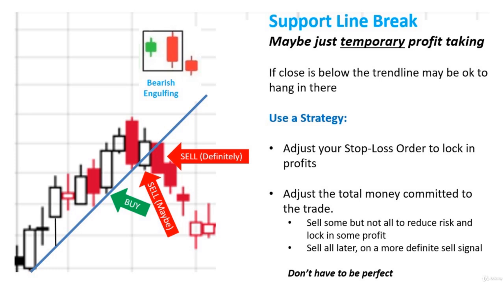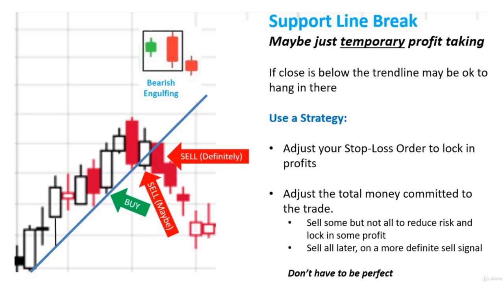The other thing you can do, like in this example, is adjust the total amount of money committed to the trade. So let's say we bought in here at a certain amount, and we say, okay, we're seeing some bearish signs, we're seeing support line breaks. Instead of selling everything, maybe we sell some, but not all of it, to reduce the risk and lock in some profit. And then we can sell all of it later on as we get a more definite sell signal as it starts to make that turn.